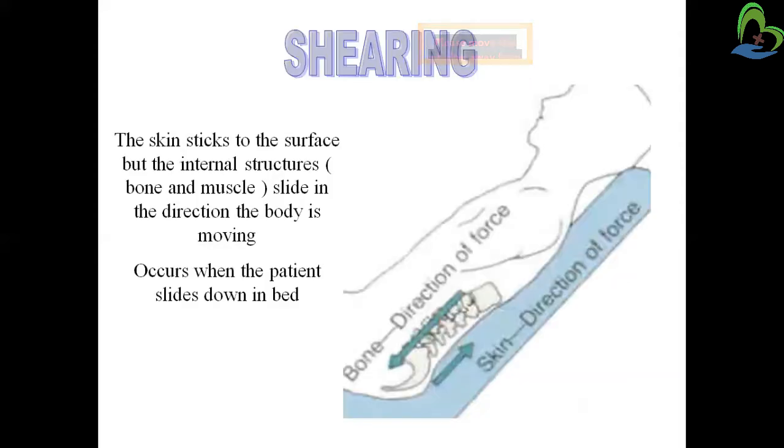In this kind of shearing, the person is placed in the direction of the force. So the skin will be in the direction of force and the bone will be on the opposite side of the direction of force. By this principle, the skin can stick to the surface, but the internal structures like bones and muscles can slide in the direction of the body itself while moving the person. So it is the basic phenomenon of shearing and friction of the skin. It occurs when the person wants to slide down in the bed.